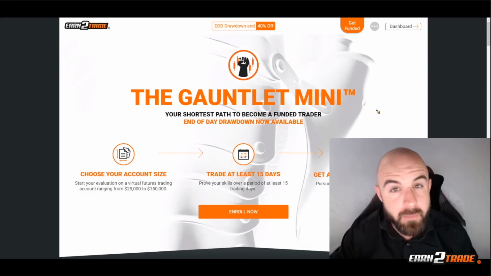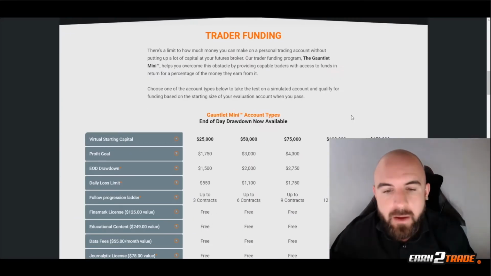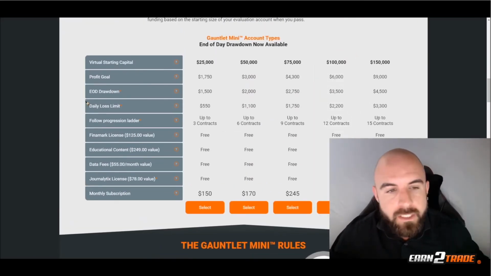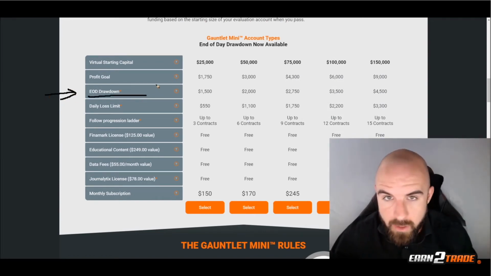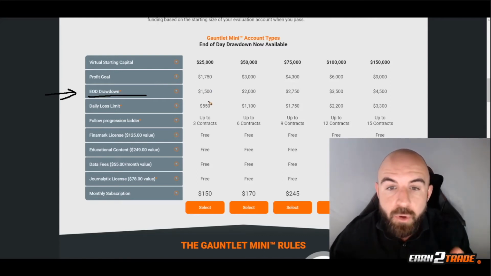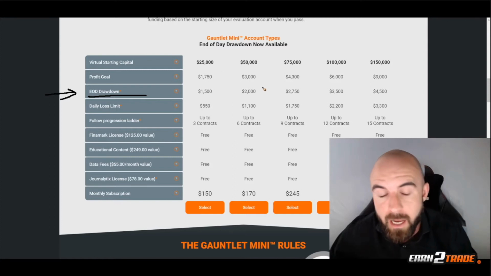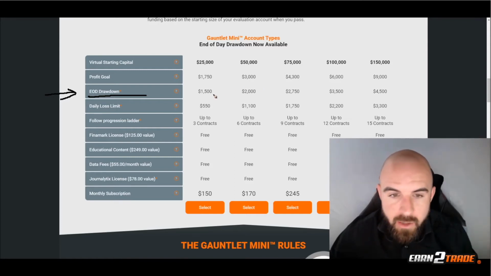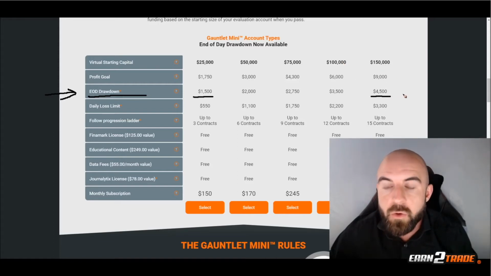If we go to the Gauntlet Mini homepage and scroll down to the account options section, we'll see that in the left-hand column, there's something that says EOD drawdown. That is the end of day drawdown. This is where you'll find the various EOD drawdowns that are permitted for each account option. With the $25,000 account, for example, it is $1,500. But if we go to the $150,000 account over here, we'll notice that it is $4,500.